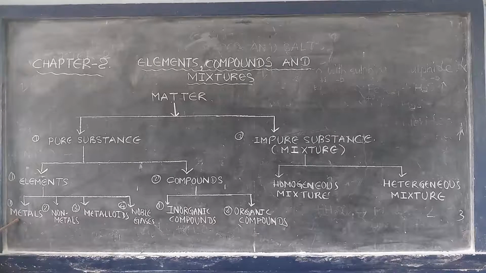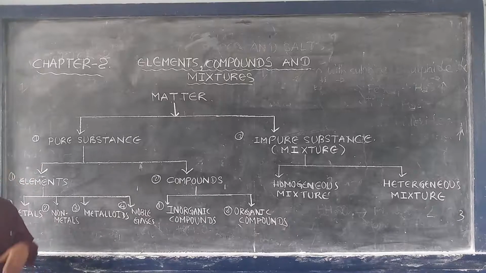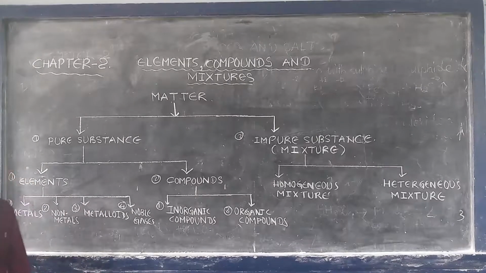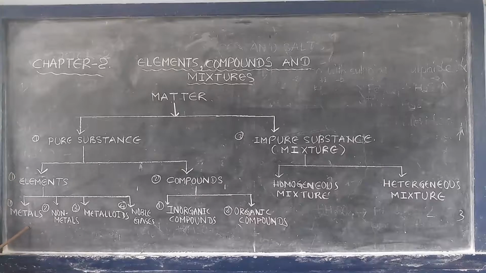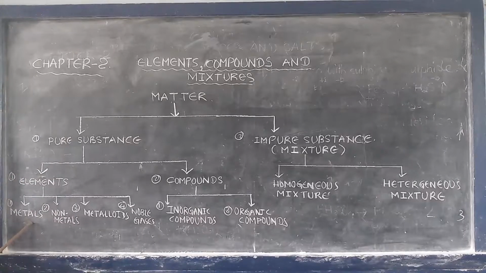What are metals? Elements which have shining surfaces, that means they reflect the light. Malleable, which means they can be turned into thin sheets. Ductile, which means they can be drawn into thin wire. Good conductor of heat and electricity. Sonorous, that means they produce sound. These are called metals.